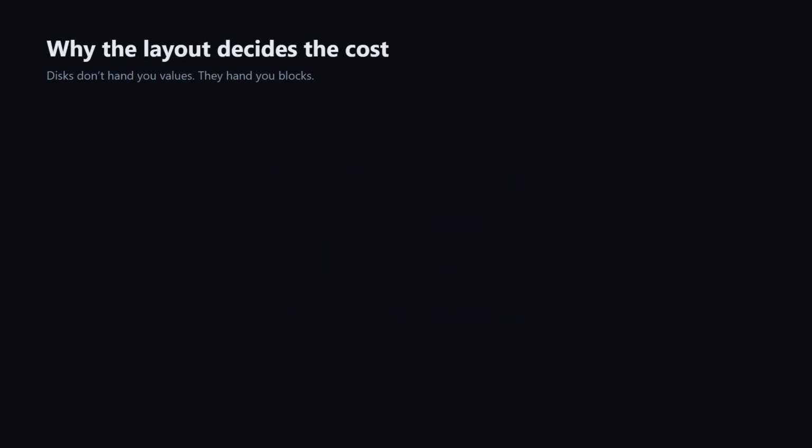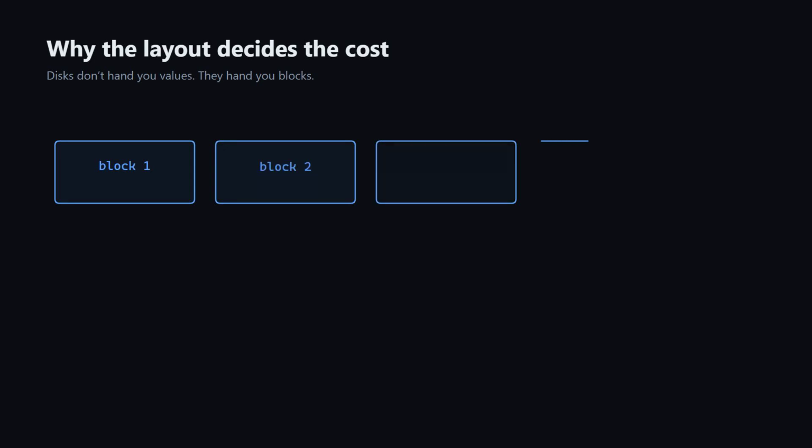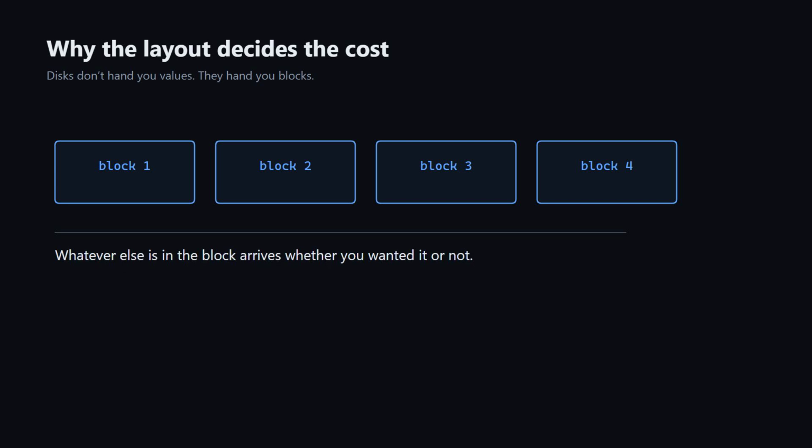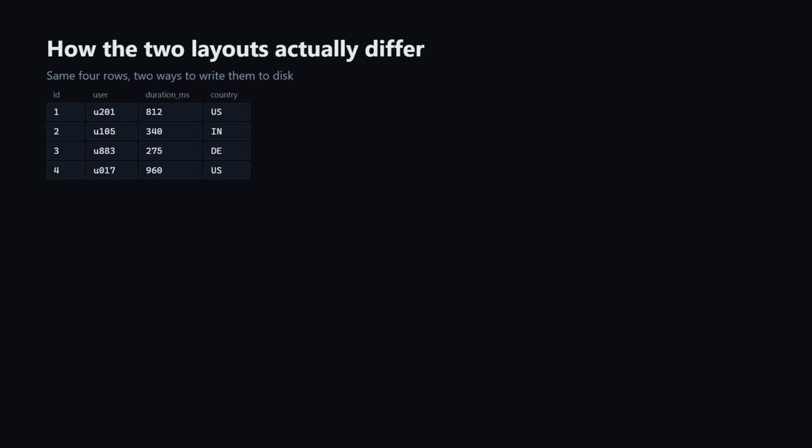Here's why. Disks don't hand you individual values, they hand you blocks. Whatever else is sitting in that block arrives, whether you asked for it or not. So the only question that decides the cost of your query is: are the data you need next to each other on disk? Let's make this concrete first, with 4 rows.